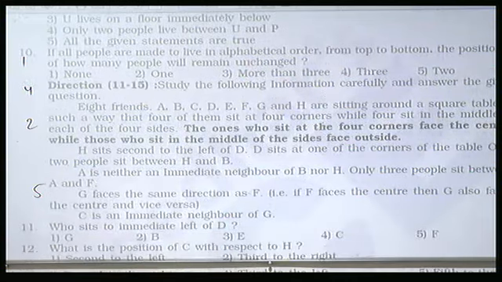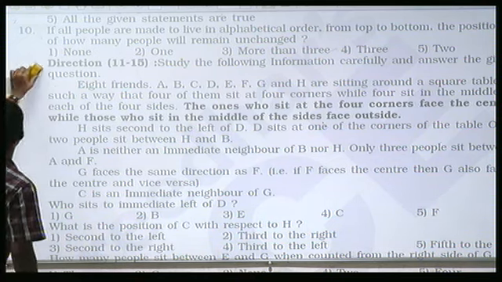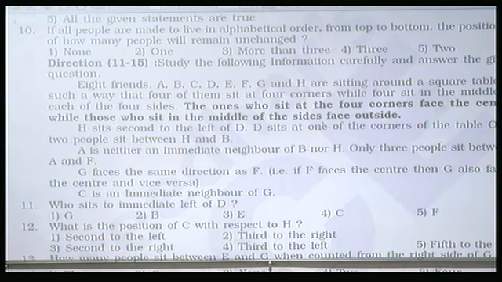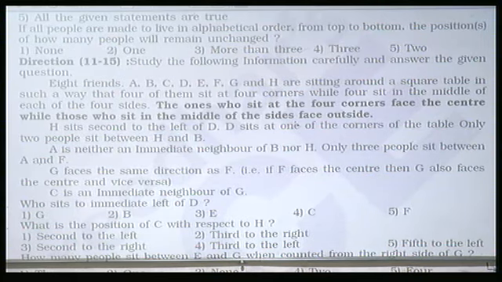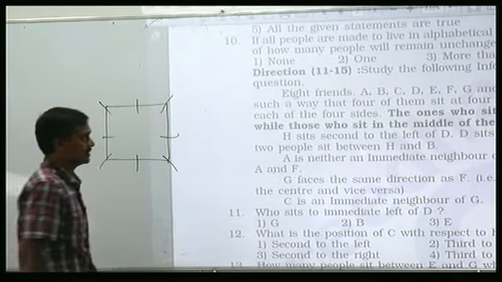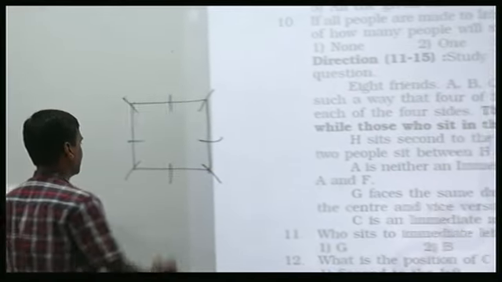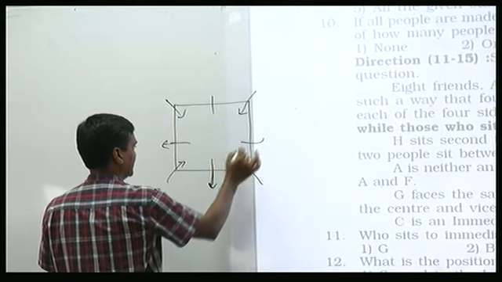Now in this 11 to 15, 8 persons are seated around a square table. How many persons are there? 8 persons seated around a square table, wherein 4 persons are seated at the corners and 4 are at the middle of each of the sides. 1, 2, 3, 4, 5, 6, 7, 8. The ones who sit at the 4 corners face the center, and those at the middle of the sides face away from the center.